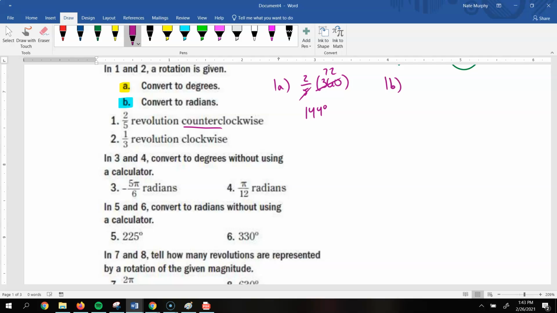For 1B, now we're going to convert that to radians. So now I'm going to take 2/5. One revolution around the circle would be 2 pi radians. Between the 2 and the 5, there's nothing to reduce there. So if I just simplify that, that'll be 4 pi over 5.